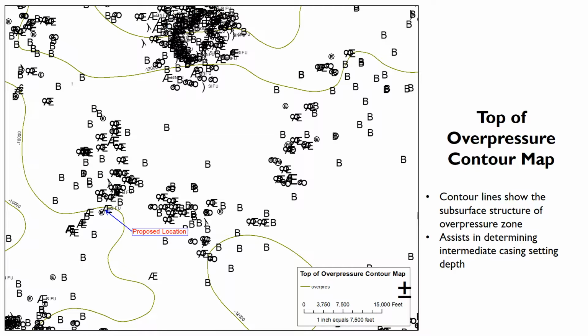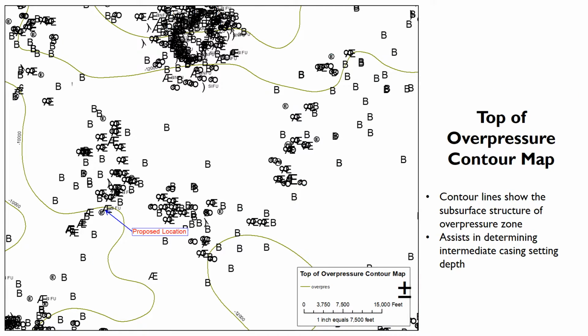So this is a contour map of a wider area, showing the contour lines for the overpressured zone, which shows us where we need to set our intermediate casing to not damage the formation or have well control issues. Again, the B's and the other symbols are supposed to be well symbols, but they messed up on that.